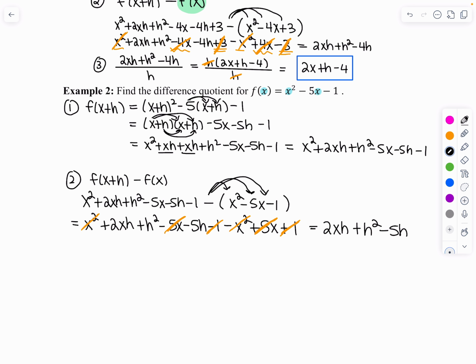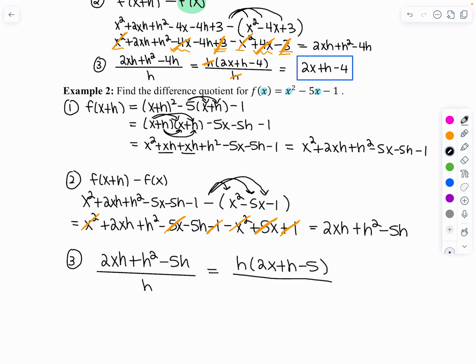And then last step, take this, divide it by h, and then we're done. So I'm going to factor out that GCF. And once I take the h out, I can see that they cancel, and I just get 2x plus h minus 5.